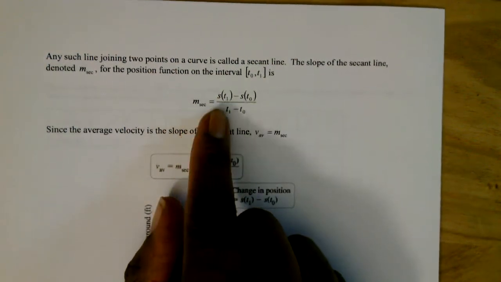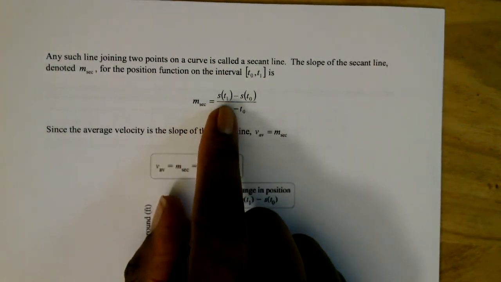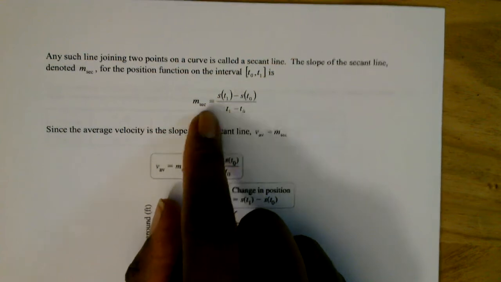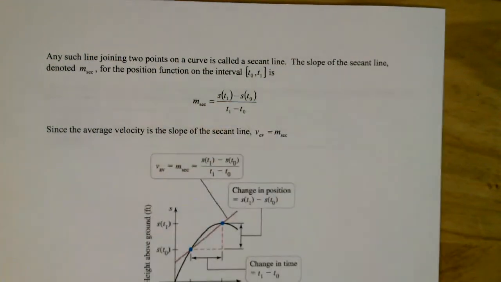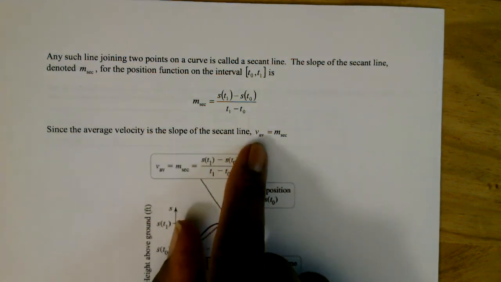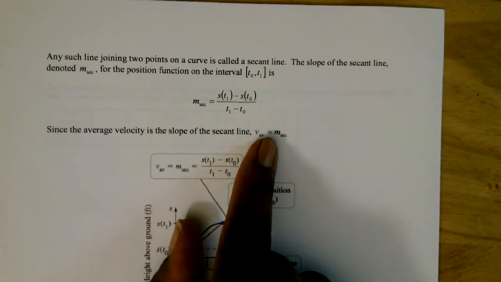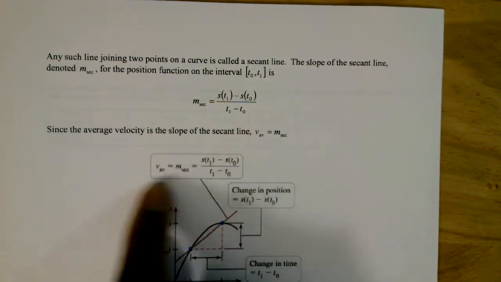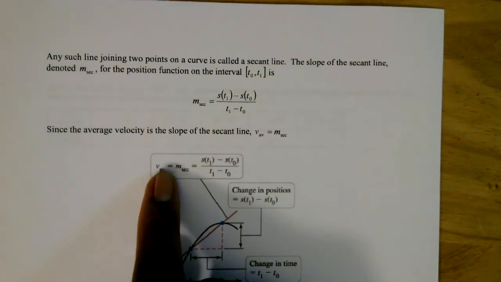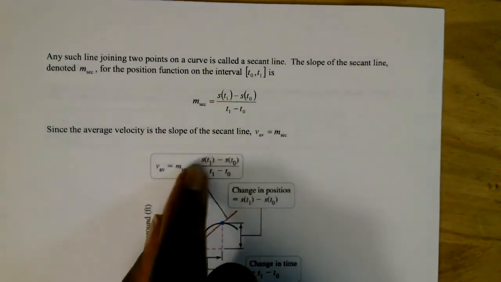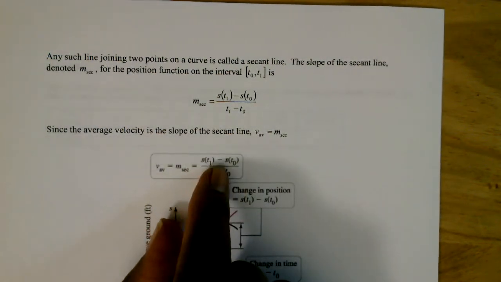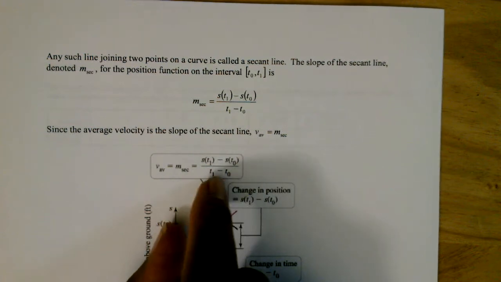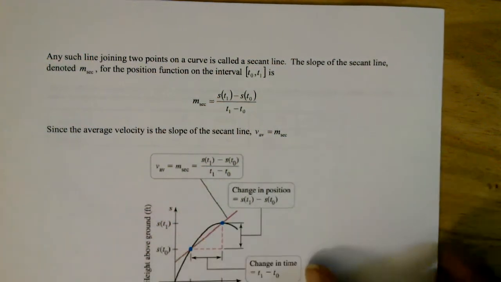m sub sec equal to s of t1 minus s of t0 divided by t sub 1 minus t sub 0. And since the average velocity is the slope of the secant line, that average velocity would be equivalent to the slope of the secant line. So here it is right here. The average velocity is the same as the slope of the secant line, and it will be this: s of t1 minus s of t sub 0 divided by t sub 1 minus t sub 0.